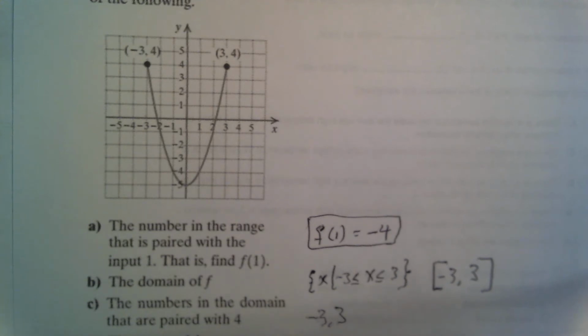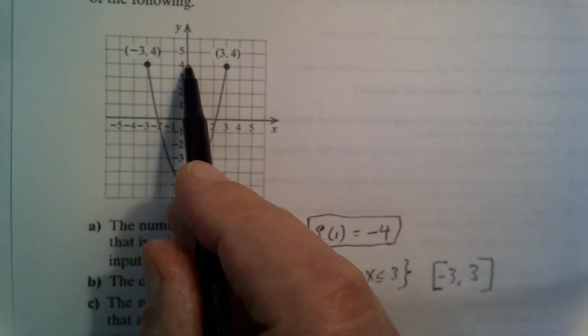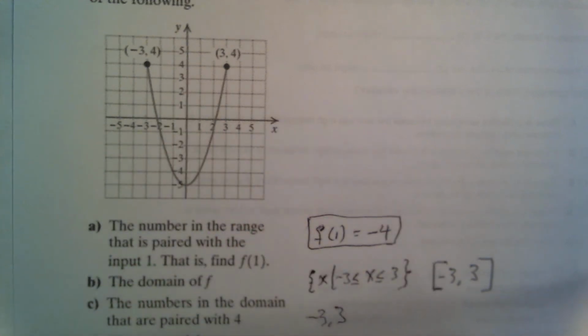And then the range of f, in other words, the set of all the output values, are from minus 5 to 4. So in other words, the set of all y such that y is less than or equal to 4 and greater than or equal to minus 5. That's in set notation, and in interval notation it would be from [-5, 4]. That would be the range of f.